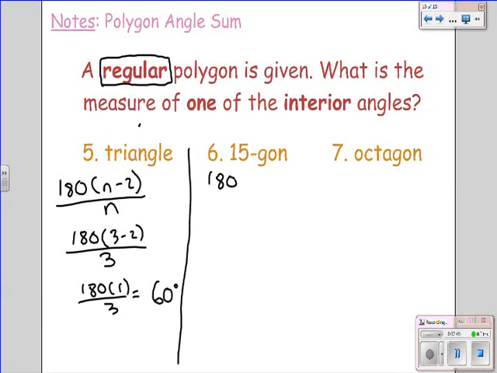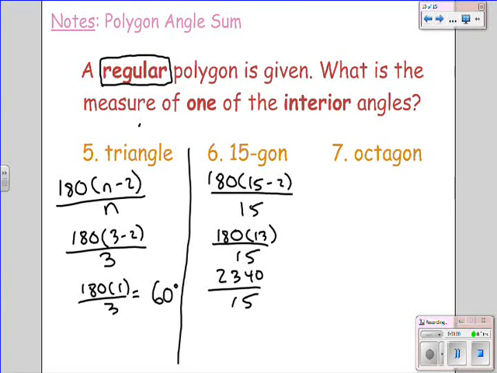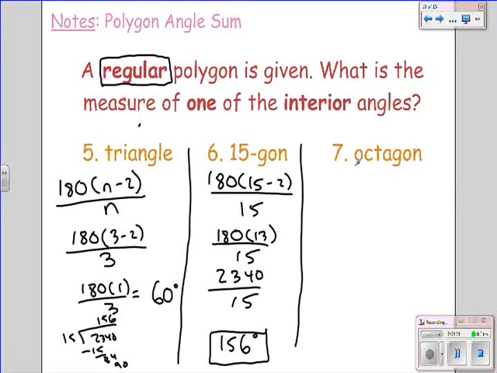Okay, 180 times 15 minus 2 divided by 15. That's a common error you guys are going to make. You're going to say 15 minus 2 is 13 and try to put 13 down here. But this always needs to be the number of sides. So 180 times 13 divided by 15. That's going to give me 2340 divided by 15, which is, goodness gracious. Let's see, 15 into 2340, that's 156. So 156 degrees.